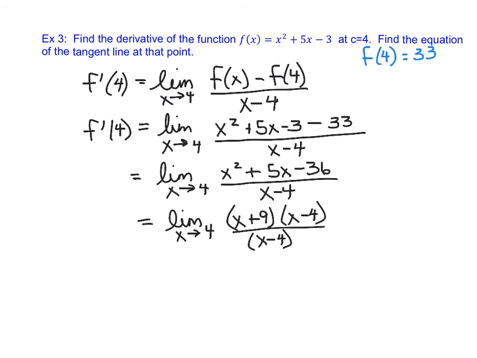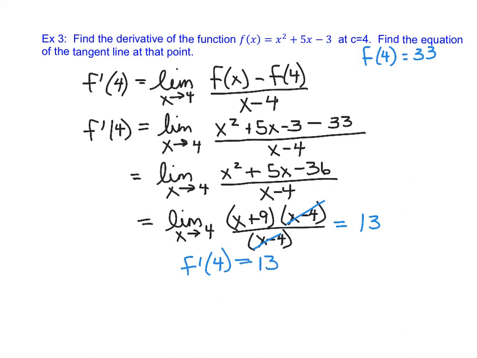So I've substituted the function x squared plus 5x minus 3 for f of x, and then I find the function value at 4 to be 33, so I subtracted that. When I combine like terms, I've got x squared plus 5x minus 36 over x minus 4. So factoring the numerator gave me x plus 9 times x minus 4, but it's all still over x minus 4, allowing us to cancel off those x minus 4s. So when I take the limit as x approaches 4, I'm substituting 4 into x plus 9, and that's giving me a slope of 13. So the derivative, f prime of 4, is equal to 13.